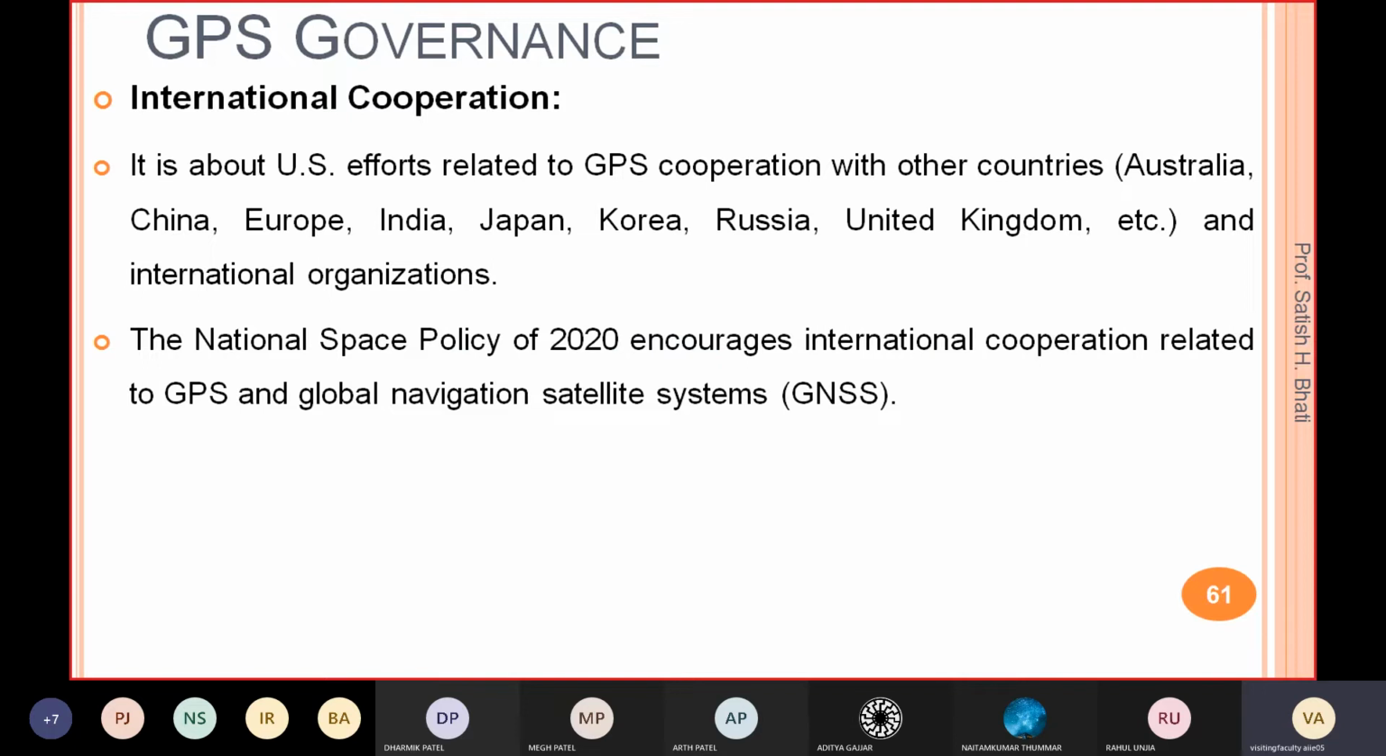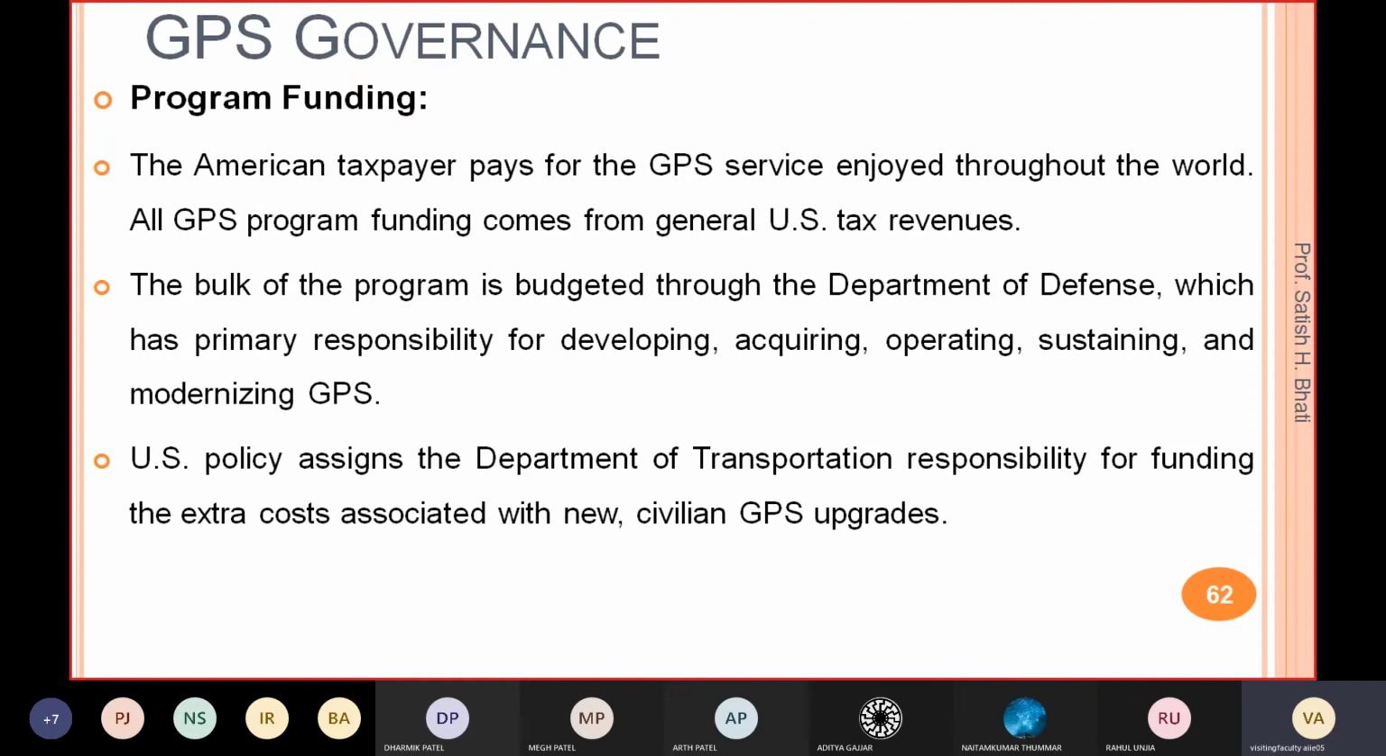Then in international organizations, it is about US efforts related to GPS cooperation with other countries, right? Like Australia, China, Europe, India, Japan, Korea, Russia, UK, etc. And the international organizations or organizations from different countries. The National Space Policy of 2020 encourages international cooperation related to GPS and the global navigation satellite system, which is called GNSS. Okay, so these are related to the organization, then the program funding, right?